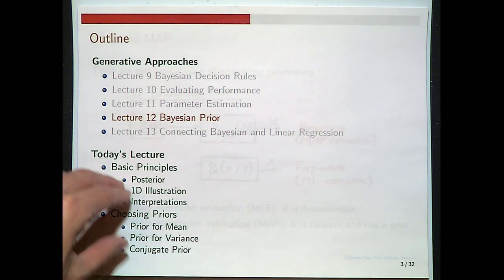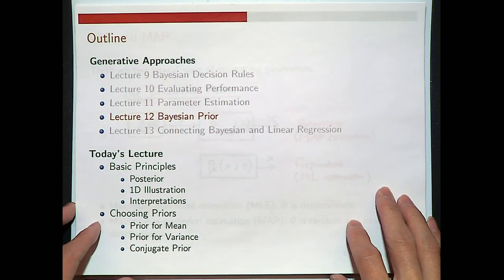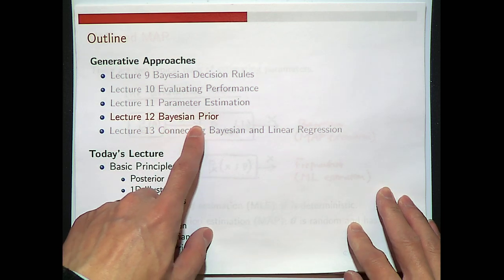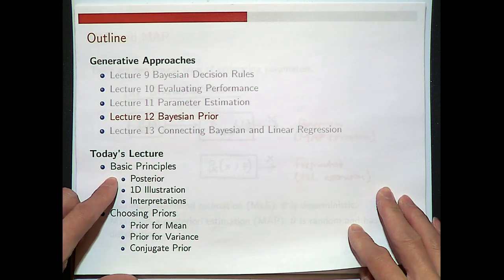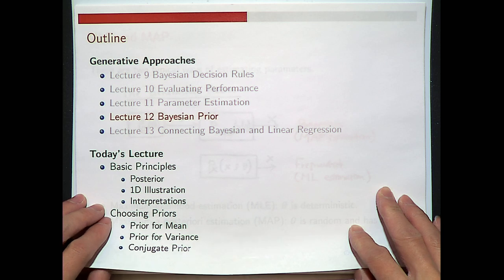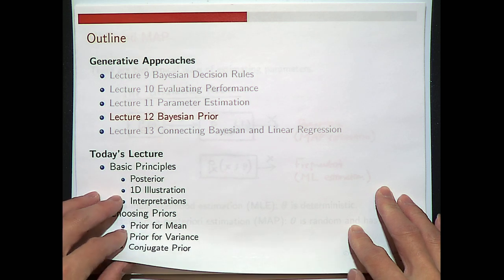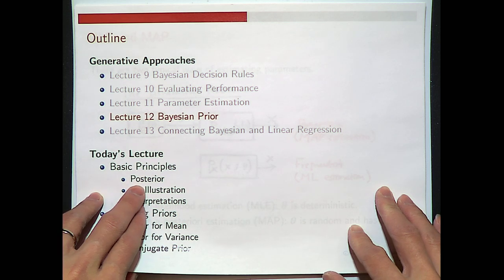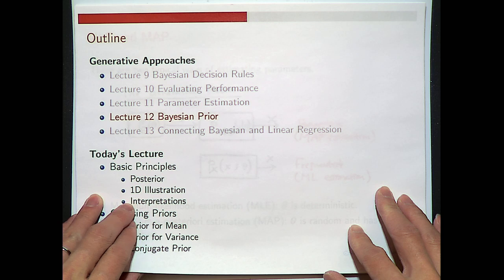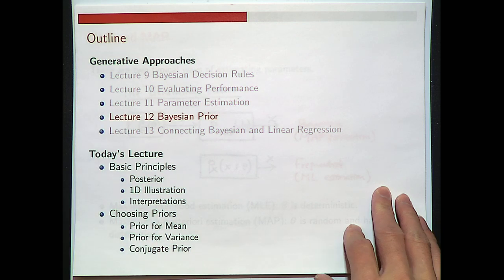Okay, so today's outline is as follows. We are looking at this topic of Bayesian prior, and there are two parts. I want to spend a majority of the time motivating the need for doing this Bayesian estimation and telling you what the pros and cons are and what the computational benefits are and so on. So we will talk about this posterior, we will talk about a 1D illustration and try to interpret these results.